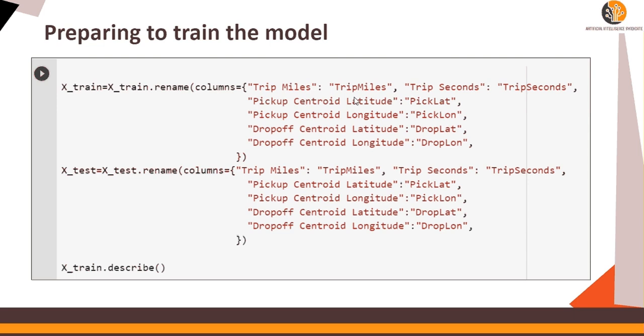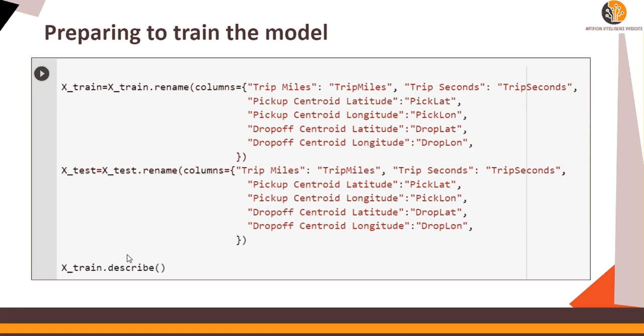Very simple. It is xtrain dot rename, and that's how you rename the columns. And finally, I'm going to do a describe. So let's do it, and then we will see our hands-on exercises.